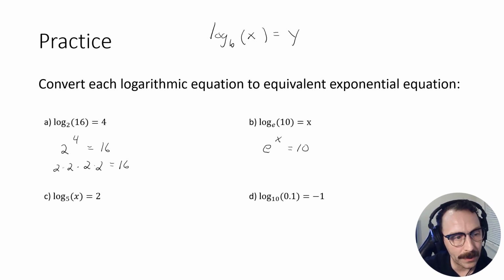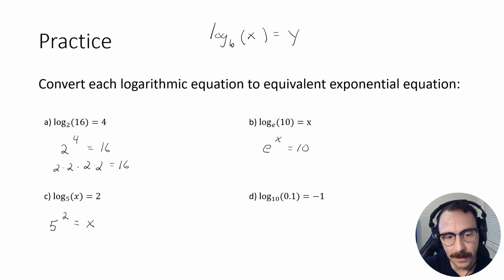All right, so part C, it looks like my base is 5. So again, I'm going to start with writing 5. I'm going to raise it to what the logarithm was equal to, right? Inverse relationship happening there. And then this is all going to be equal to the input of my logarithm, x.